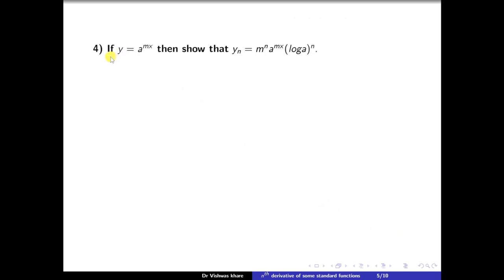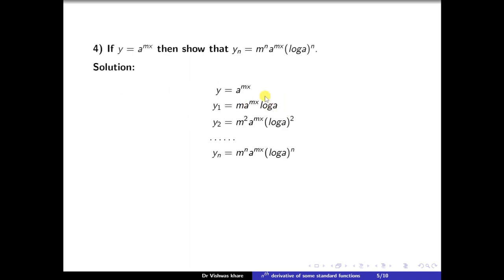Now let us take this example in which if y is equal to a to the power mx, then show that the nth derivative is given by m to the power n, a to the power mx into (log a) to the power n. Let us see the solution. y is equal to a to the power mx. This gives y1, that is the first derivative, m times a to the power mx into log a.